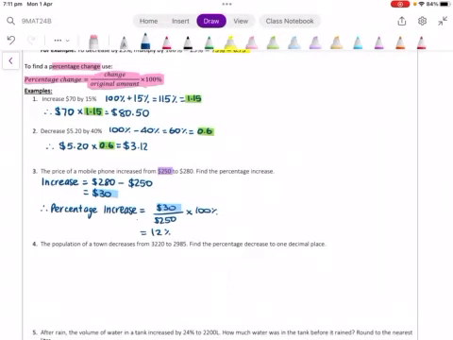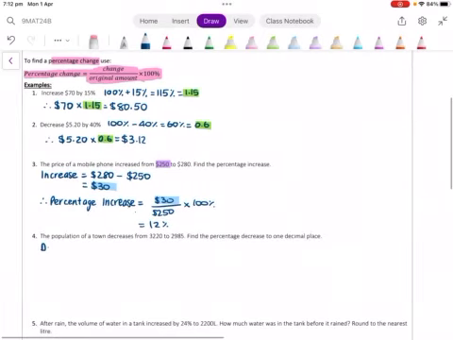For example 4, we have the population of a town decreasing from 3,220 to 2,985. We want to find the percentage decrease to one decimal place. First we need to find our decrease, which is equal to 3,220 minus 2,985. So we're finding out what the difference in our population is, which is 235.